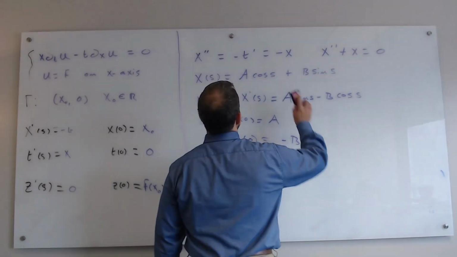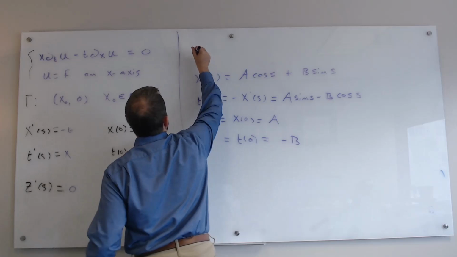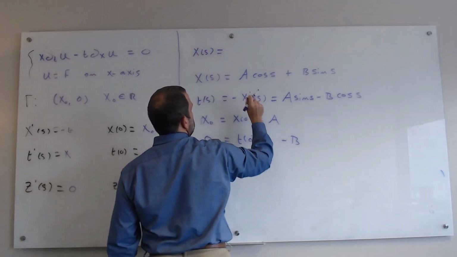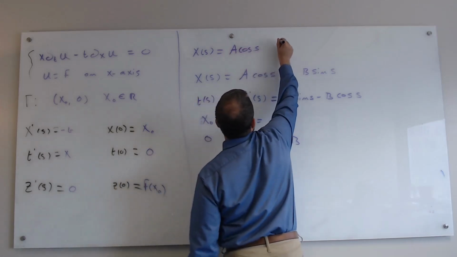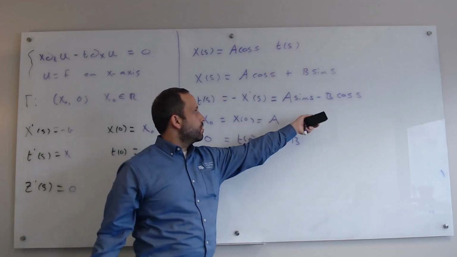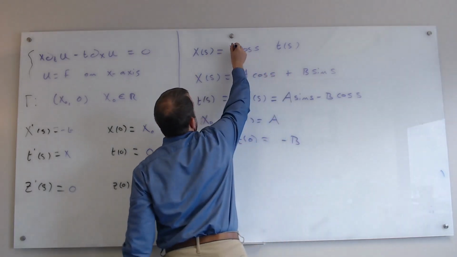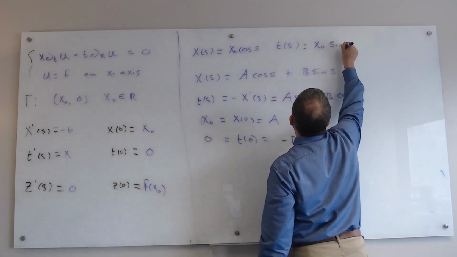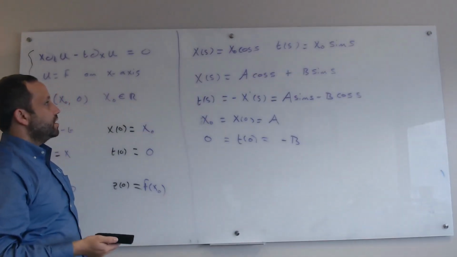So this gives me the following: a is equal to x naught, b is equal to 0, so x of s is equal to x naught cosine s. T of s, with a equal to x naught and b equal to 0, is just going to be x naught sine s. So x of s is equal to x naught cosine s, t of s is equal to x naught sine s.